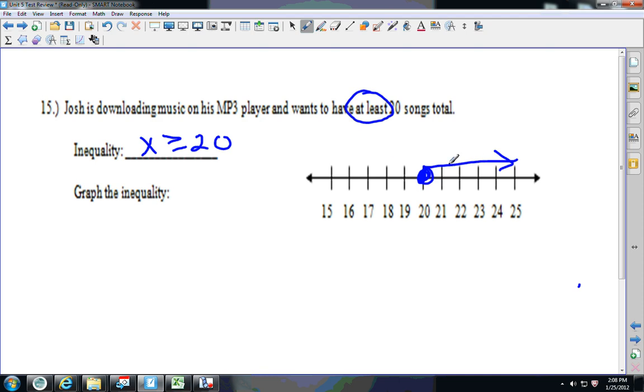I mean, yes, it's greater than, it's getting bigger. But the thing is, you're not going to go online and download and just pay for a half of a song. To download a song, it was $2. You're not just going to be able to pay 25 cents to download a quarter of the song. You're going to have to download 20, 21, 22, 23, 24, or on up, whole numbers of songs.